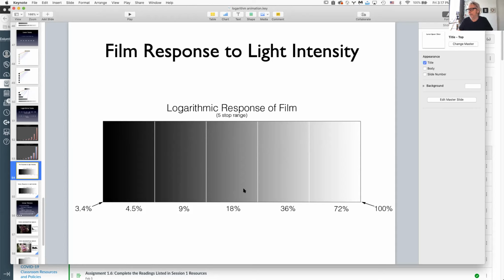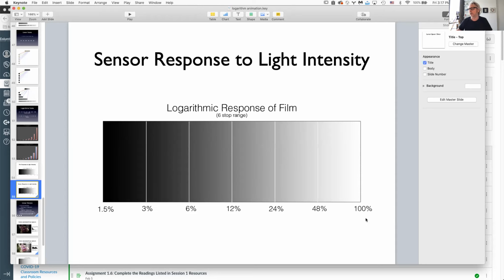So what happens in those systems is that instead of 18 being a middle gray, it's now 12. So again, what ends up happening is that you go from 100%, you drop it down to, again here, this is the actual ones, but basically 50%, 25%, 12%, 6. And again, it's a 6-stop range now. 1/2 of 6 is 3. And so 12% is middle gray for digital.